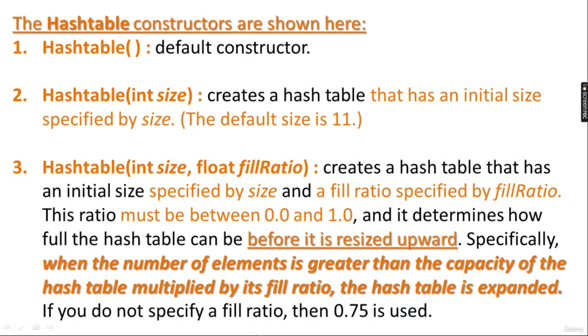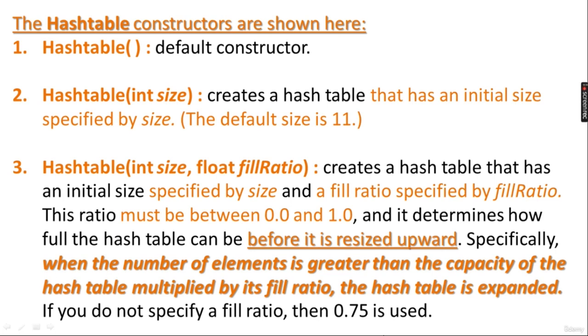So now we will see hash table constructors. Hash table default constructor. Second one is Hashtable(int size). Creates a hash table that has initial size specified by size. Default is 11. Hashtable(int size, float fillRatio). This type of constructor we have already seen. Creates a hash table that has initial size specified by size and fill ratio specified by fillRatio.